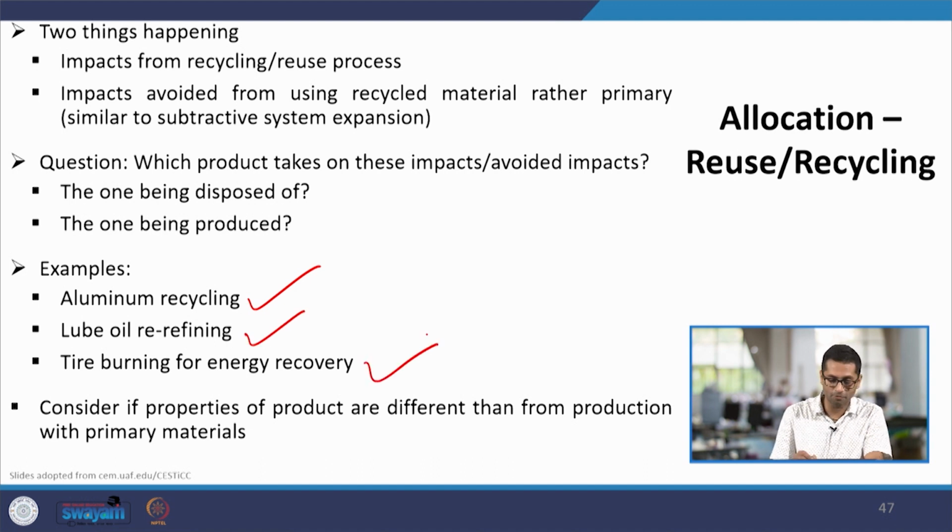These kinds of allocation are quite common when we are doing aluminum recycling, lube oil refining, or tire burning, because the output from these processes could be recycled and could replace products that have very low emissions, and the impacts could be beneficial impacts which could be good for the environment.